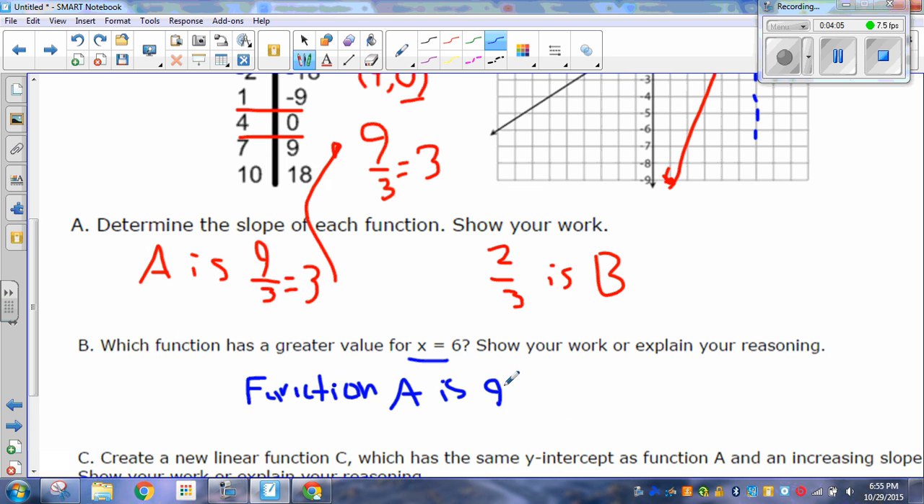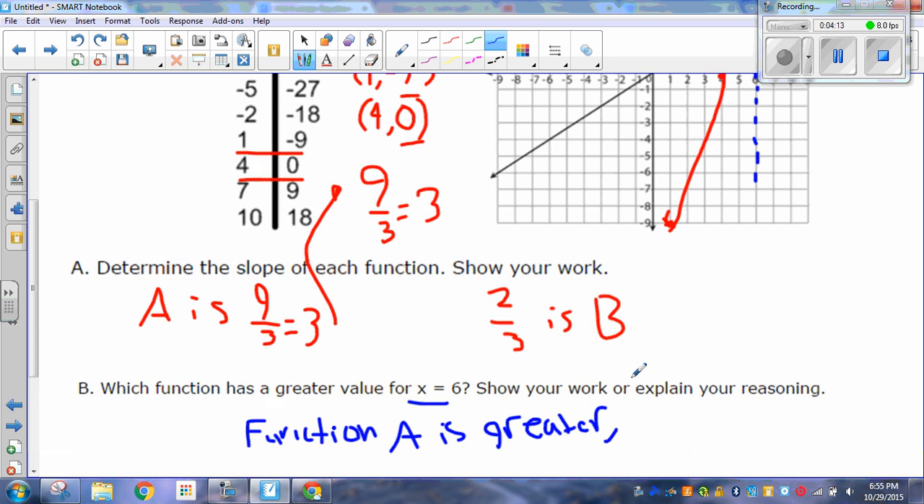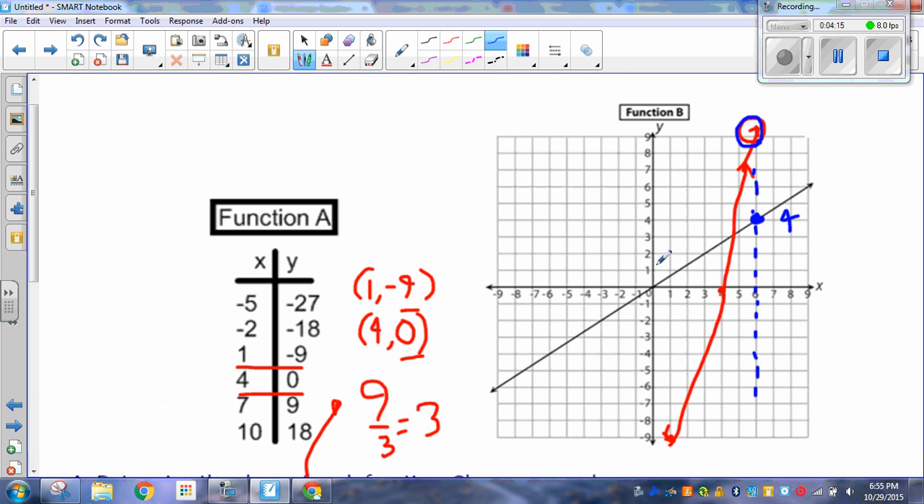And, if I wanted to show or explain my reasoning, you could do what I just did on the graph and also say, because, Mr. Elsing, I know it's greater because I looked at the graph and I looked at x equals 6, and that line was higher on the graph. It had a greater value.